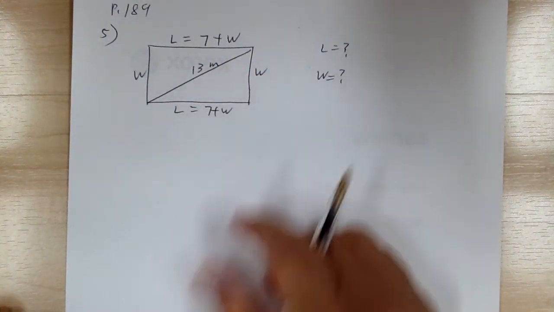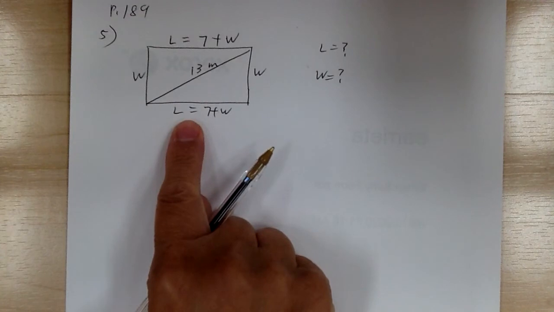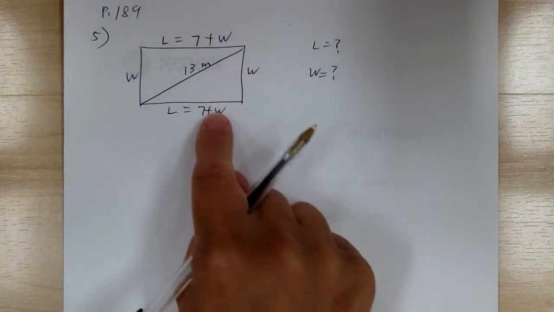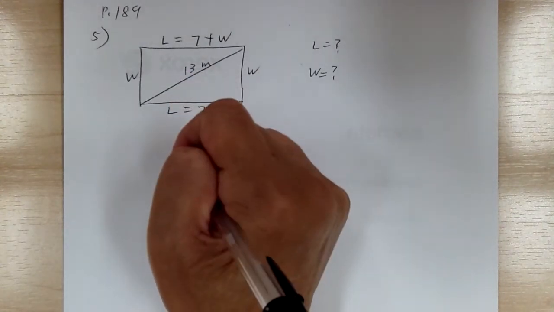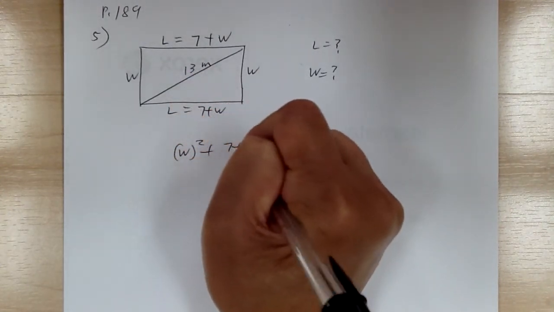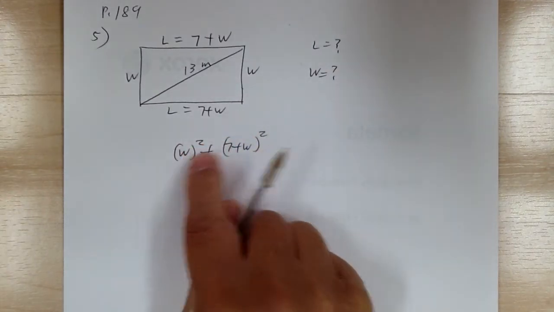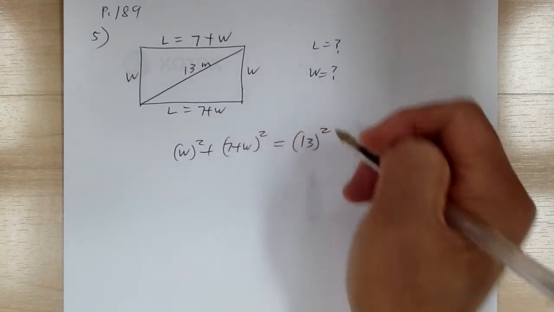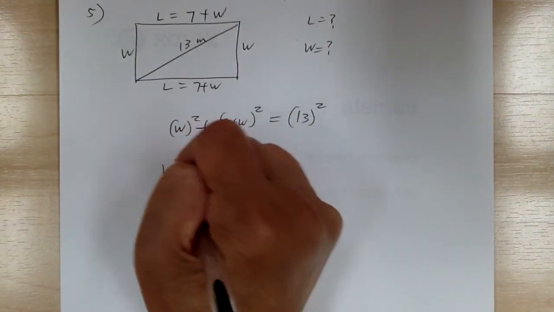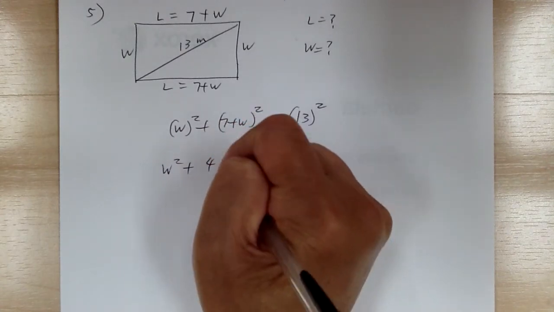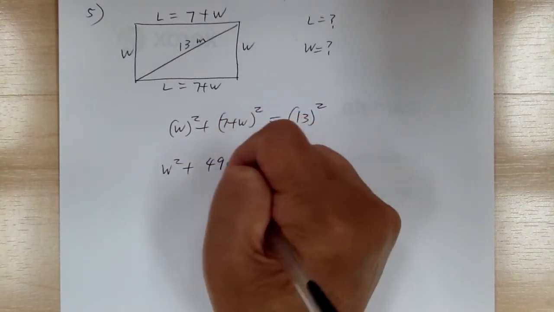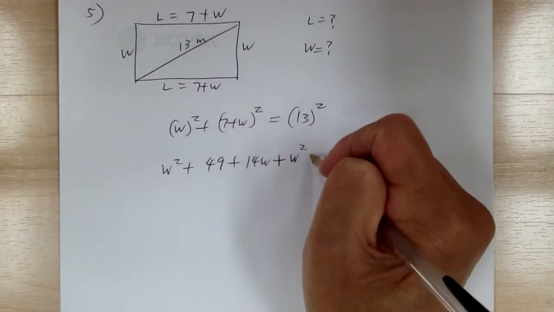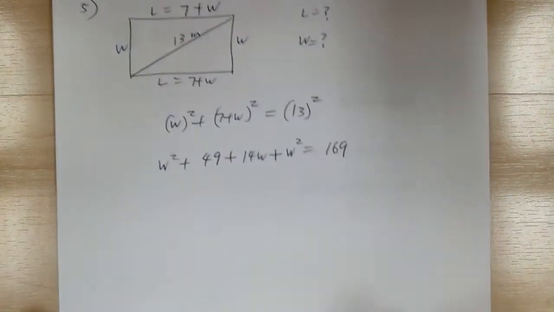So you can apply your Pythagorean theorem. Whenever you see a right angle, you can use that: a squared plus b squared equals c squared. So let's do that. a squared plus b squared, it doesn't matter which is a and which is b, equals 13 squared. So work it out. This will give me 49, because 7 squared is 49. The middle term is 14w, the last term is w squared, and this gives you 169.